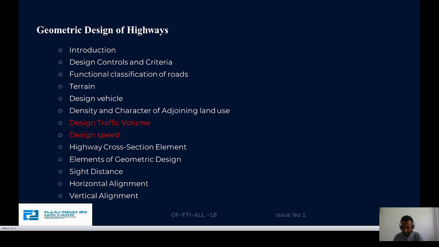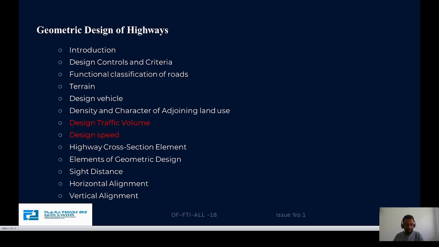The first is flat, where the slope is mostly 0 up to 3%, and rolling from 3 up to 25%. Mountainous is 25 up to 50%, and greater than that the terrain type is escarpment. We also dealt with the design vehicles, related to their physical dimensions, the widths and the heights.